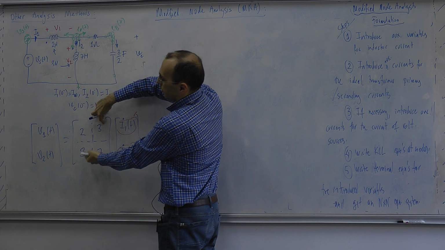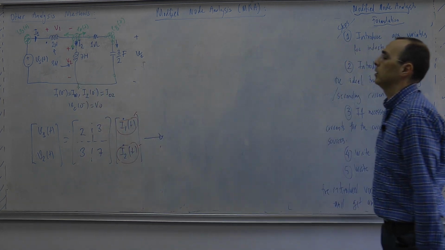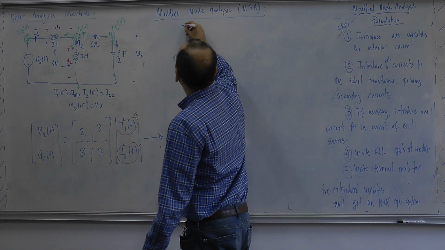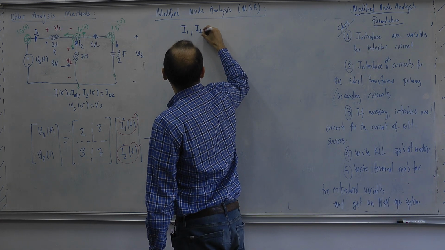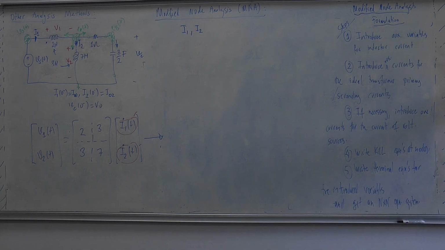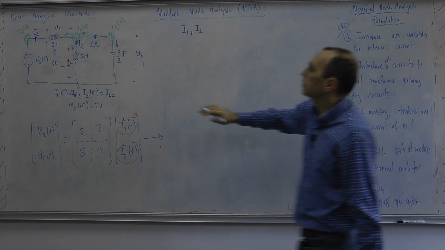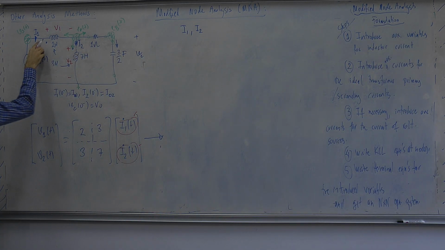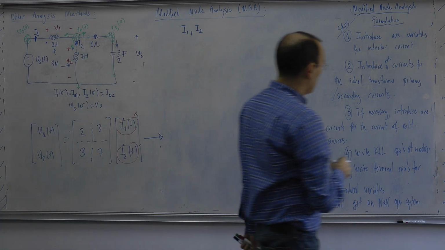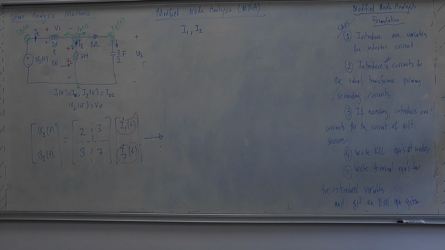If they are uncoupled, this number is equal to 0. That's, for me, the way it is. So my variables are now I1, I2, because I have introduced two auxiliary variables. Introduce auxiliary currents for the ideal transformers, primary and secondary currents. But there is no ideal transformer over here, nothing to do. Introduce currents, if necessary, for the current of this voltage source, but it's already very clear. This is I1, so I don't want to have any new equation. Write KCL at the nodes. Oh, we are done. Okay.